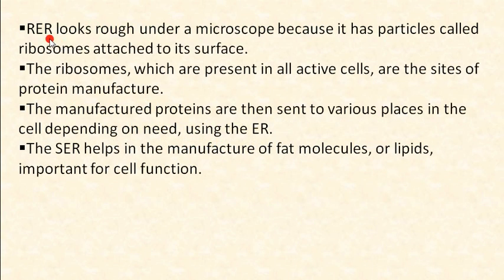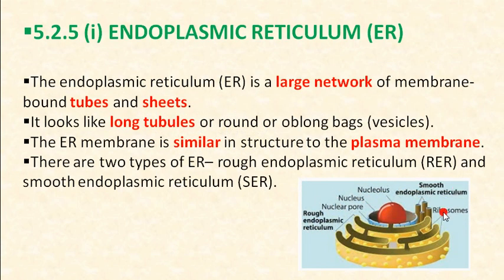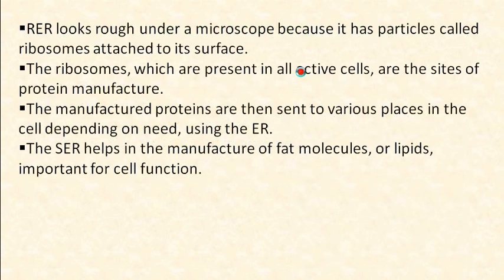Now RER, rough ER, looks rough under a microscope because it has particles called ribosomes attached to its surface. Here you can easily see the ribosomes. Ribosomes are cell particles on the surface of the rough endoplasmic reticulum. That's why it is called rough, not smooth. The ribosomes, which are present in all active cells, are the sites of protein manufacturing. So guys, proteins are made at the ribosome. Ribosome is the place where proteins are made.